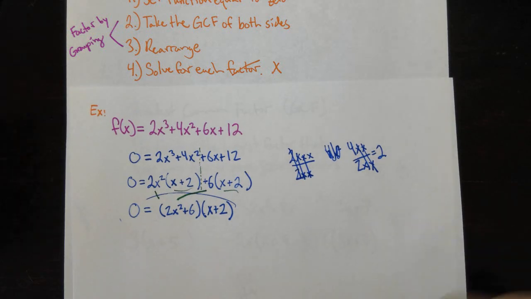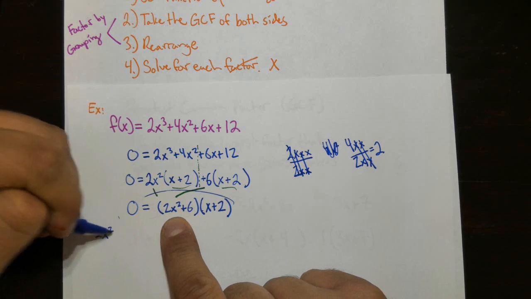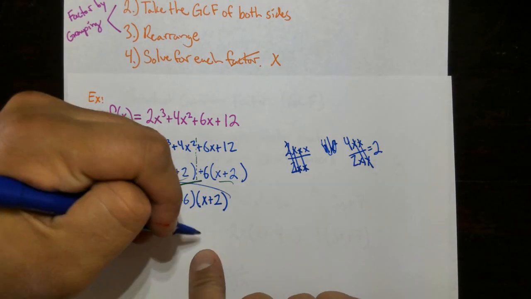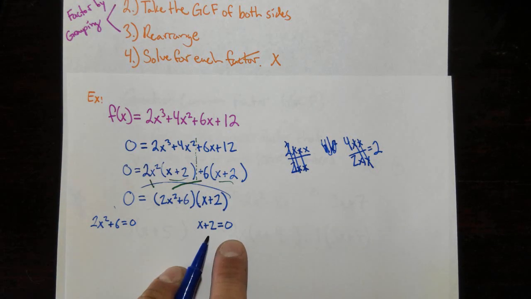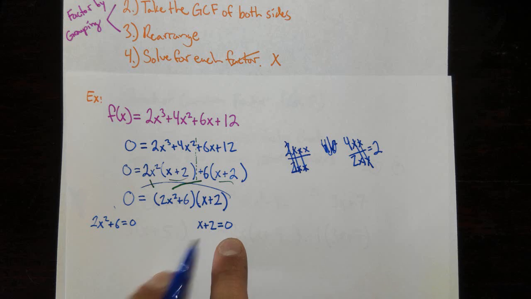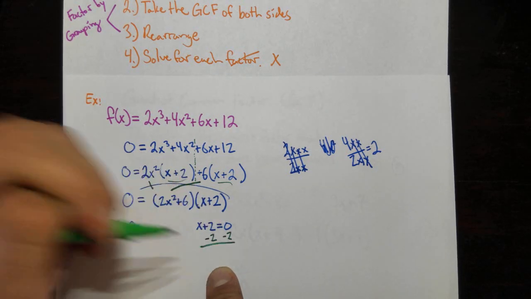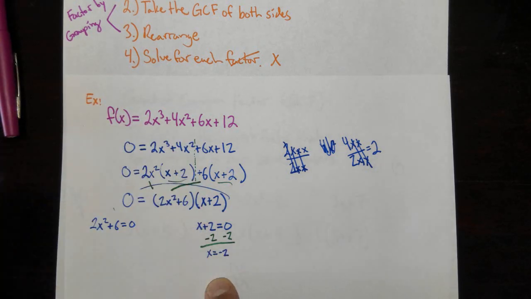So I'm going to now set each factor equal to 0. So I have 2x squared plus 6 equals 0. And I have x plus 2 equals 0. Well, let's do this one first because it's easier. So we're going to subtract 2 from both sides. So x is equal to -2.